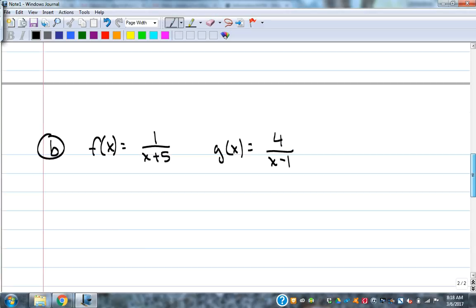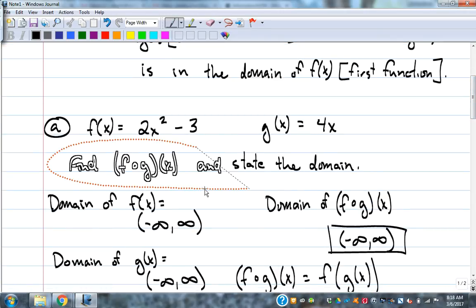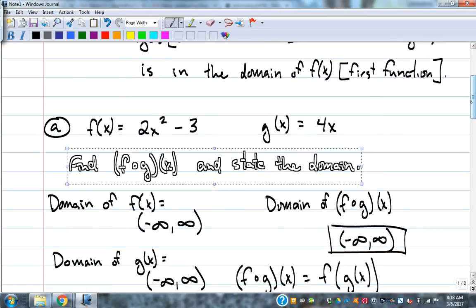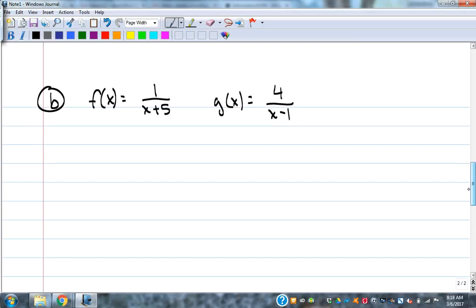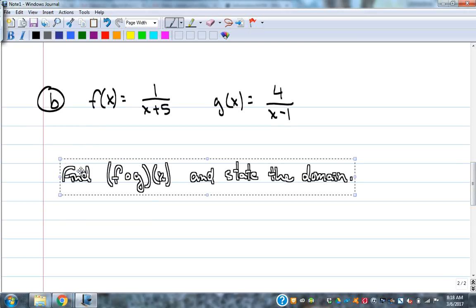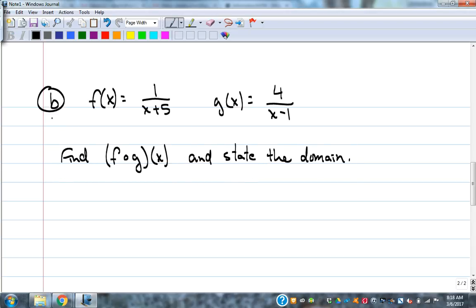And again, we're going to do the same thing. We're going to find the composition and its domain out of that. Okay. So, are there red flags on either of those original functions? Both of them have an x in the denominator, so that tells us that we've got some issues to deal with. What's the domain of f of x? Yeah, so x can't be -5.